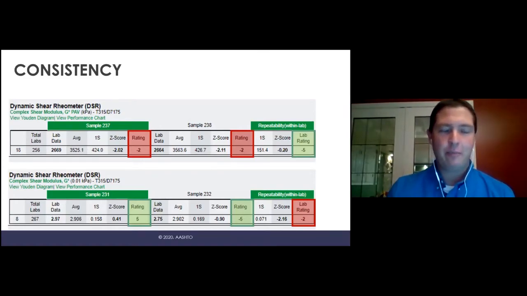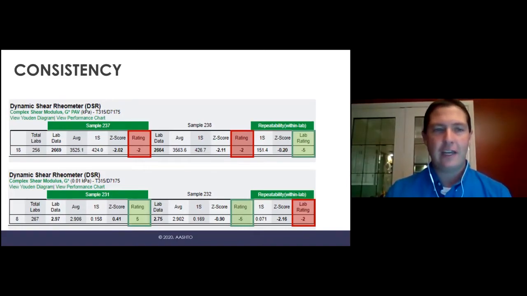Now if they're obviously +0.1 and -0.1, you're going to more than likely have a 4 or 5 for your repeatability rating. But as you move further away, even if you're in that range of a 5, you could still end up with a low repeatability rating.